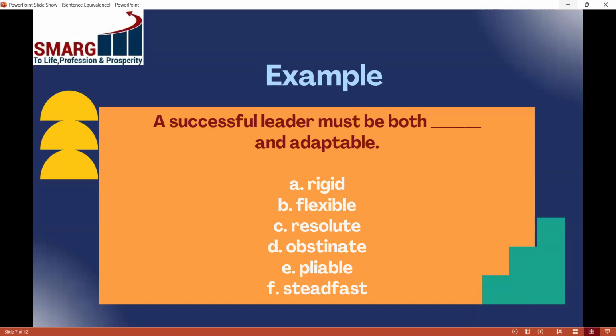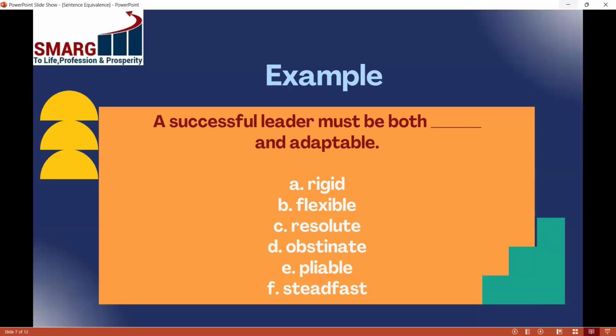Adaptable. So now adaptable and rigid, won't they be opposites? They are antonyms. But going by the sense of the sentence, the sense that we want to put in is somebody who is very strong, with a strong presence, somebody who is very firm. Resolute. Yes, resolute and steadfast. Correct. Very good. So resolute and steadfast.